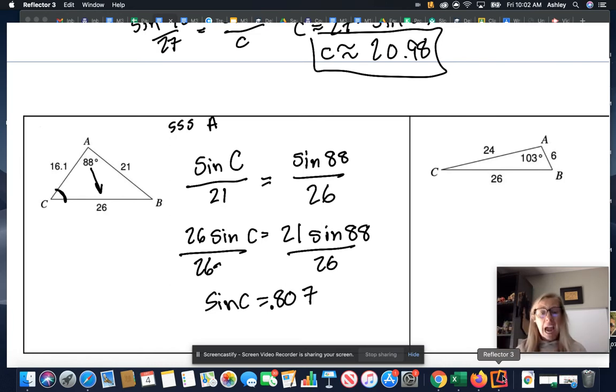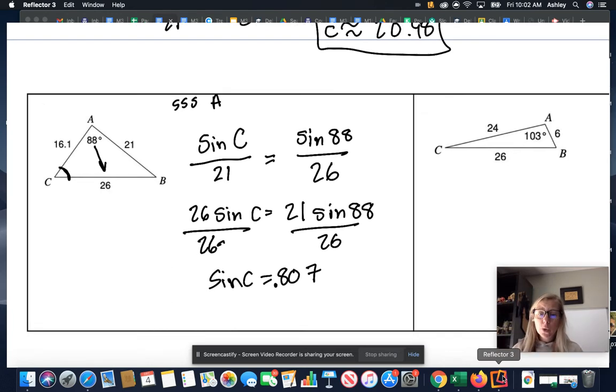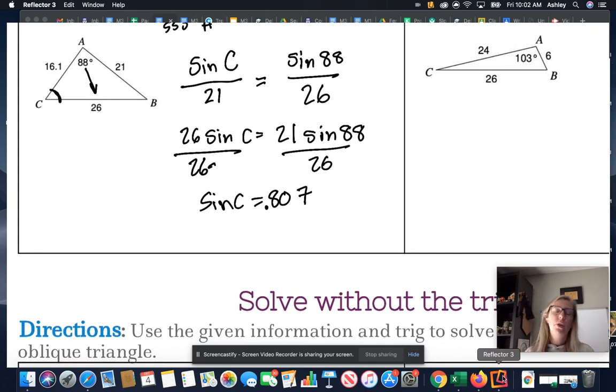0.8807. Okay, now if I'm solving for an angle, I have to use inverse trig. So remember, inverse trig is the inverse operator to undo sine. We're going to do sine to the negative 1. So we're going to undo this. We're going to get C is going to be equal to sine inverse of 0.807, etc. Again, I'm going to keep that in my calculator.